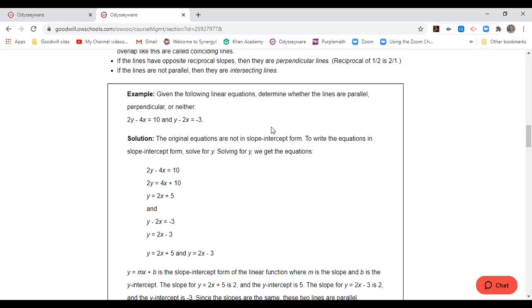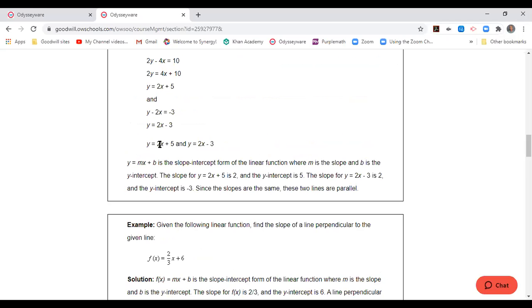Solving for y is just an algebraic function. We're going to cancel and manipulate, move terms around until we have the y by itself. And then you look and see what's in the position of M. And in this case, 2 is where M should be in both of those equations. So those two lines are parallel.